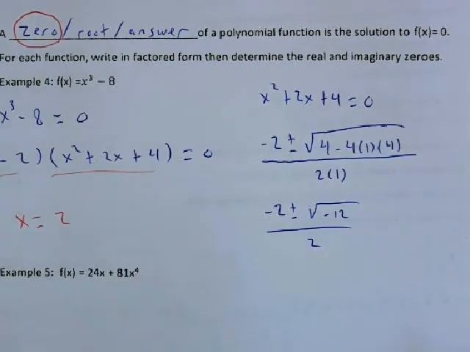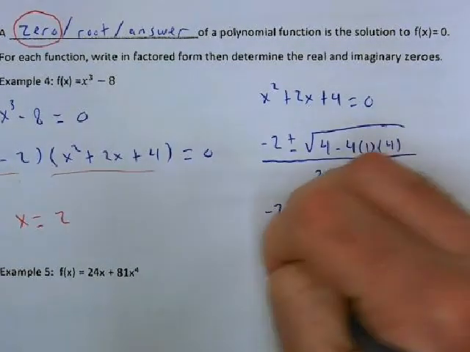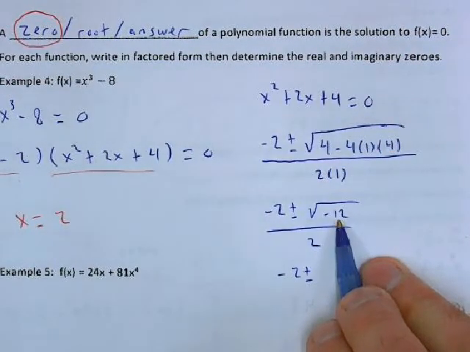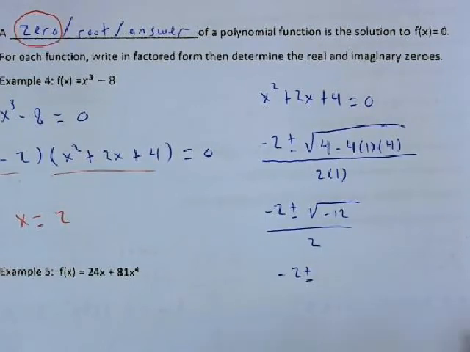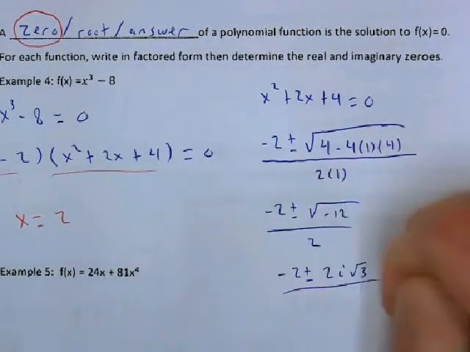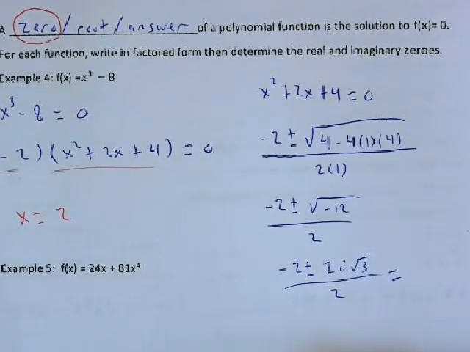Next, let's keep going down. We got a little bit more space there. We get negative 2 plus or minus. Now, since it's negative, I can take out an i, and then the square root of 12 we can simplify to 2 root 3. So that's going to be 2i root 3 over 2, which I don't want to go down any further. We're getting in the way of this next problem.